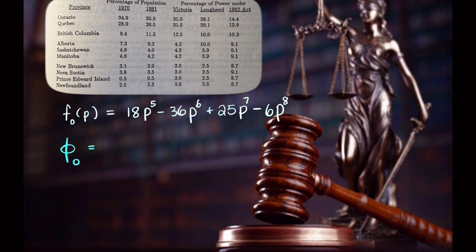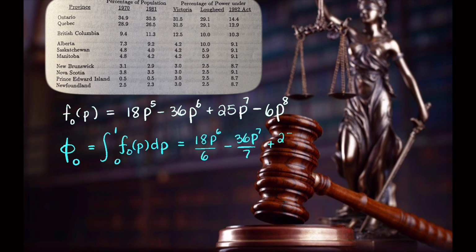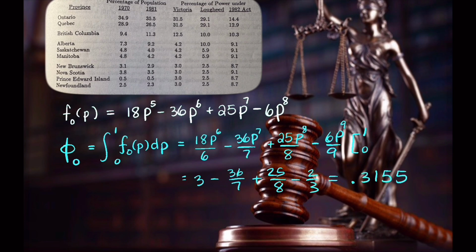Okay, so there's definitely a combinatorial aspect that's showing itself through this probability method. And the power that we get from integrating this particular polynomial over the interval from 0 to 1 yields 0.3155, which is where the 31.5 comes from in the Victoria scheme power chart for Ontario.